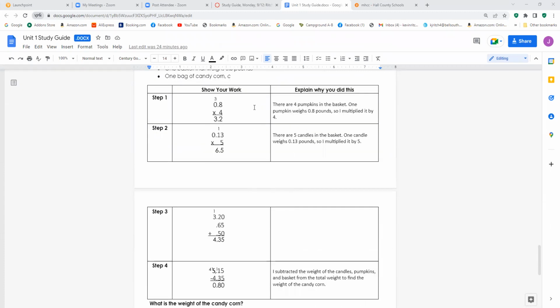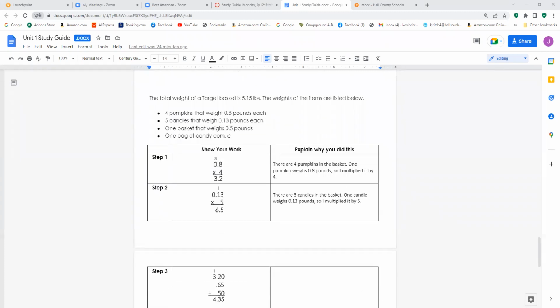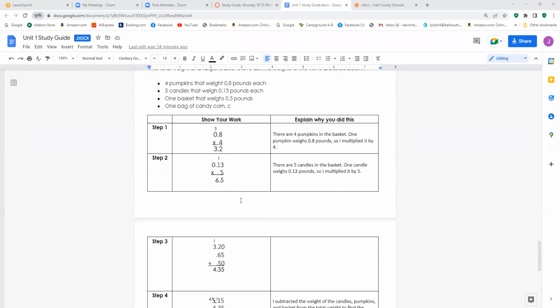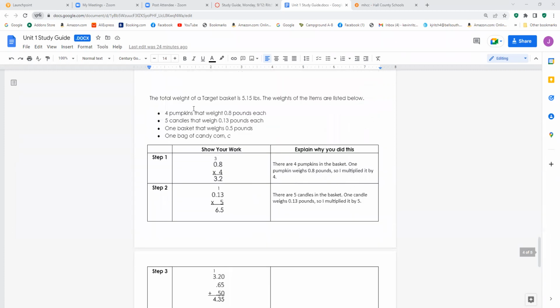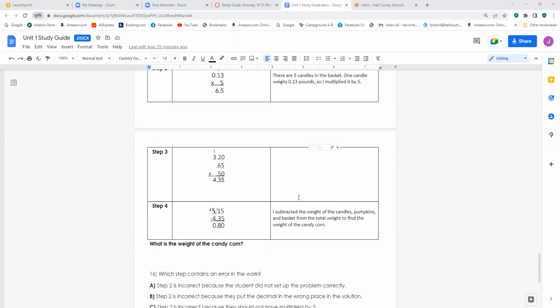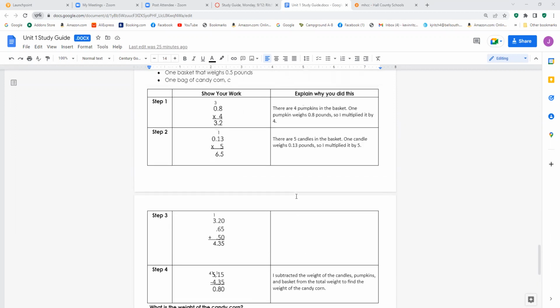All right, so here's the step 1. Someone figured out that 4 pumpkins that weigh 0.8 pounds each is 3.2 pounds. 5 candles that weigh 0.13 pounds each is a total of 6.5 pounds. Then we add the weight of the basket, it looks like. And then the total amount of candy corn would be all of these numbers together, taken away from 5.15 pounds. Okay. So the question is, which step contains an error in the work?